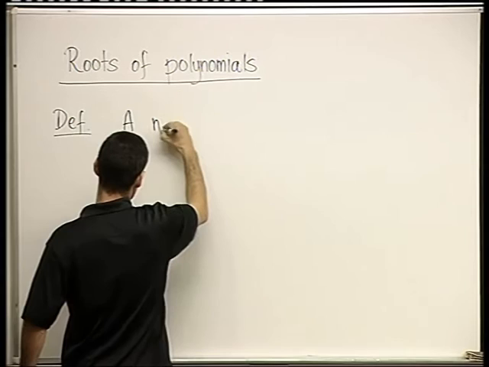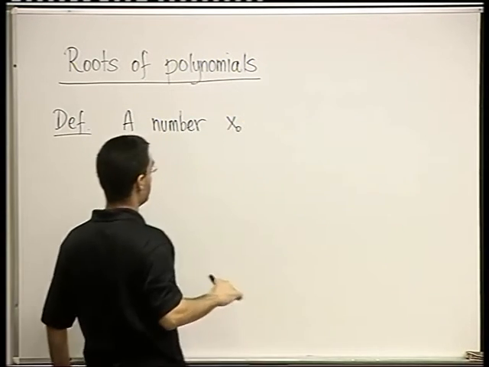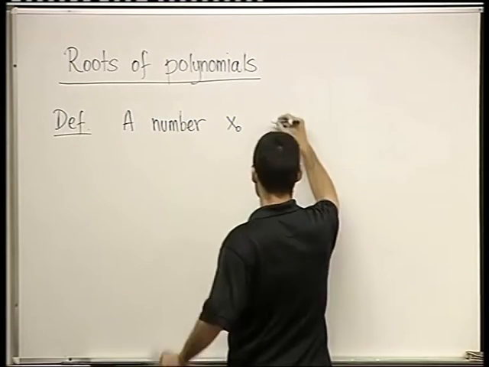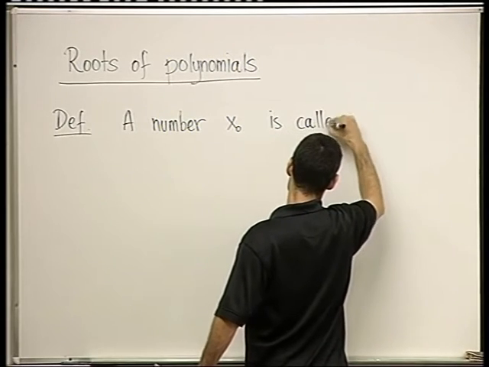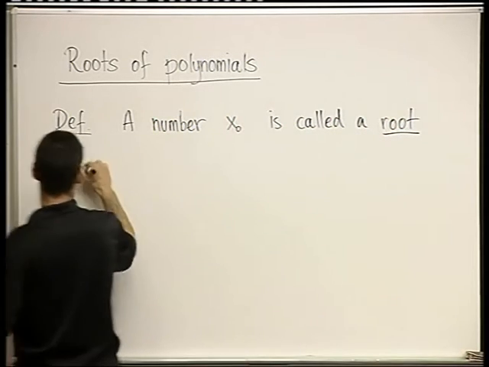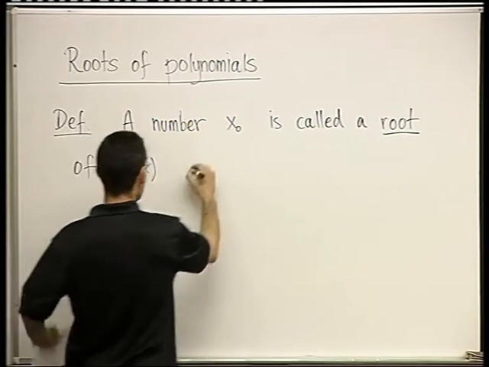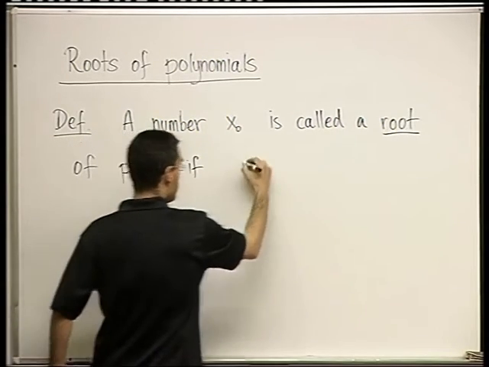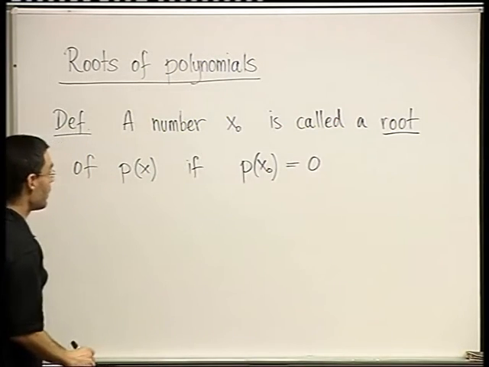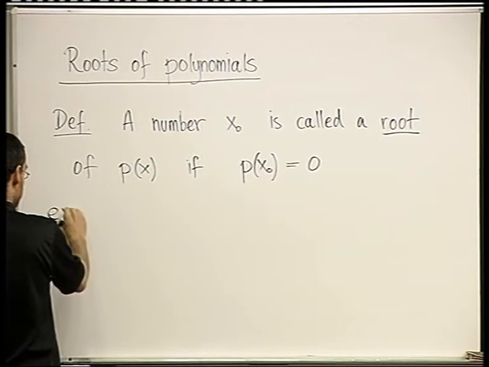A number, which we will denote, let's say, by x0 to emphasize that it's not a variable but rather a specific number. A number x0 is called a root of a polynomial p of x if, when you plug x0 in, you get 0. Okay, so let's start right away with an example.